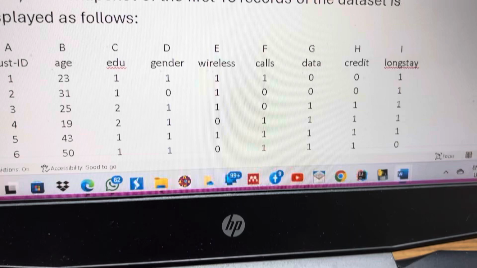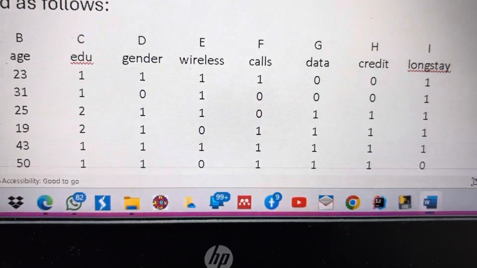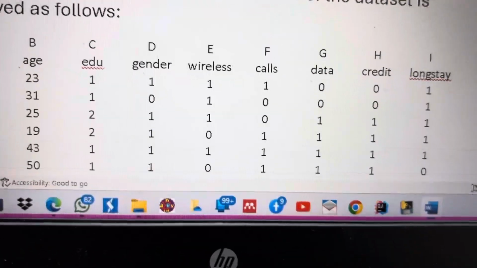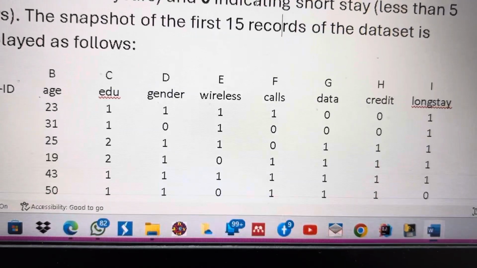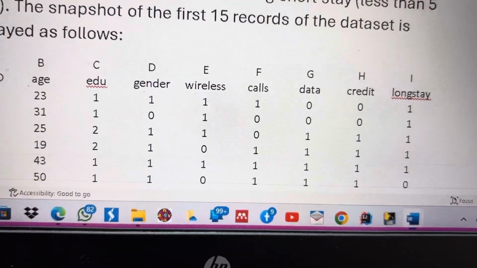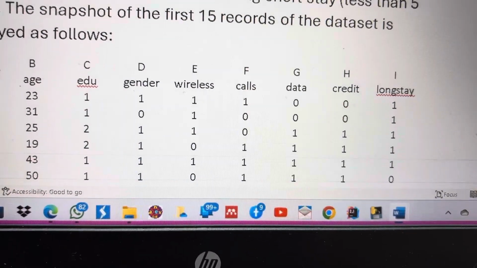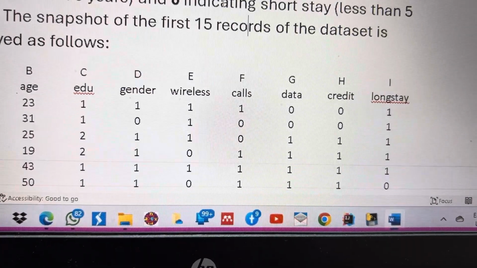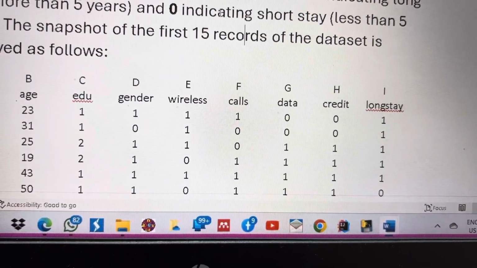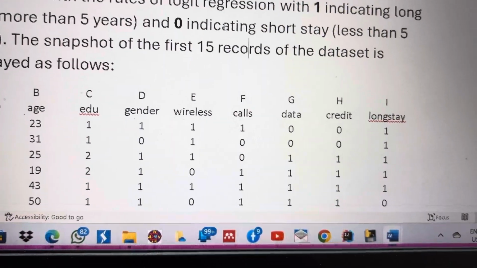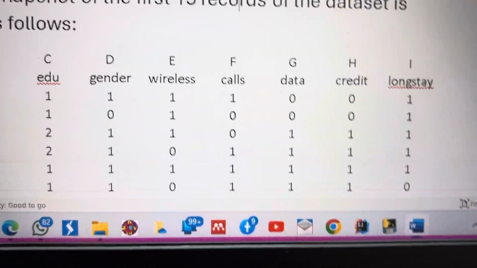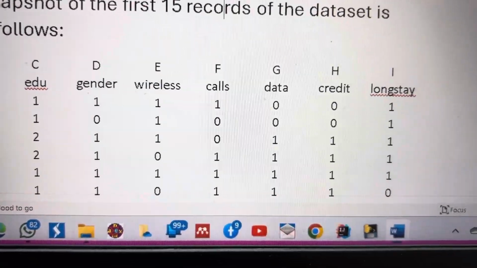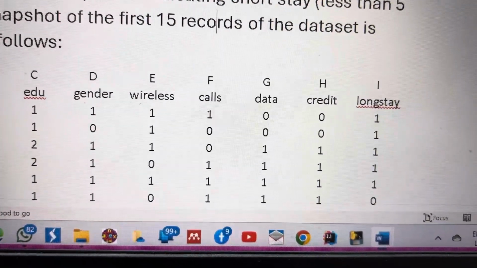Now, the third of the predictor variables is gender. You can see here, 1 represents male, 0 represents female, so just two values. That is the binary we are talking about. And then the fourth one is wireless, whether the customer subscribes to the wireless service or not. If he subscribes, that is 1. If he is not subscribed, that is 0. Then calls: whether the customer is subscribed to the call service is shown by 1, and not subscribed is shown by 0. And for data, those who subscribe for data are shown by 1, and those who did not subscribe are shown by 0.